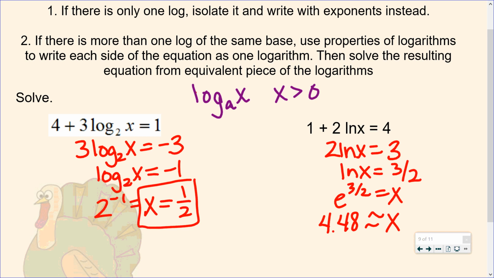Now both of these were okay. If I plug a 1/2 in, my log value is positive. If I plug 4.48 in, my log value is positive. It's good. But you always want to check those at the end because it's possible an answer won't check. And you'll know that because when you try to type it back in, it's going to tell you domain error or something like that in your calculator.